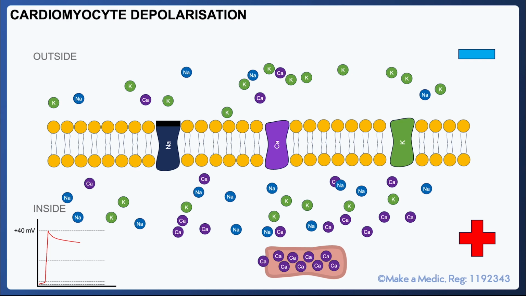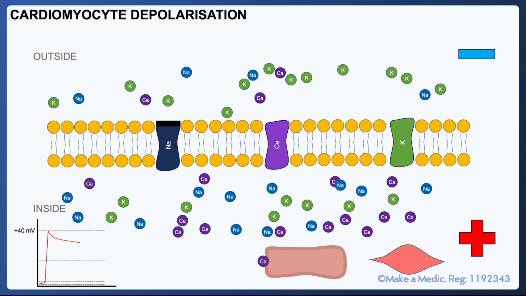Some of the calcium coming into the cell during this phase will bind to receptors on the sarcoplasmic reticulum, causing calcium-induced calcium release. The calcium released from the sarcoplasmic reticulum will then trigger contraction of the cardiomyocyte to complete the excitation-contraction coupling.